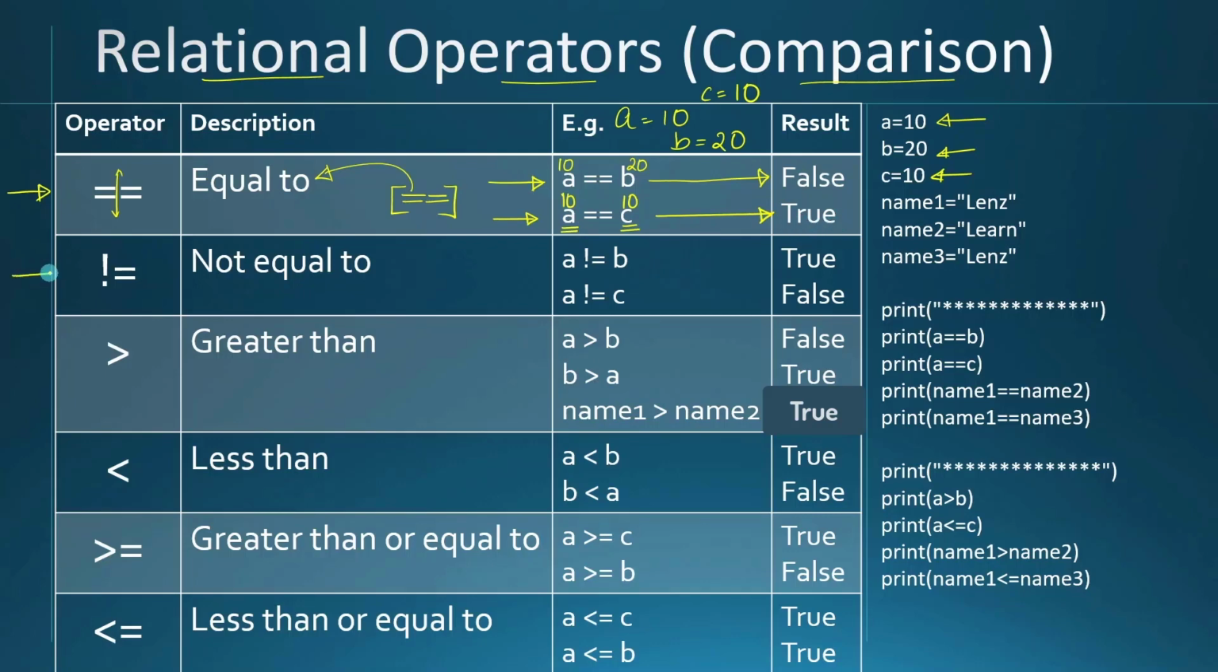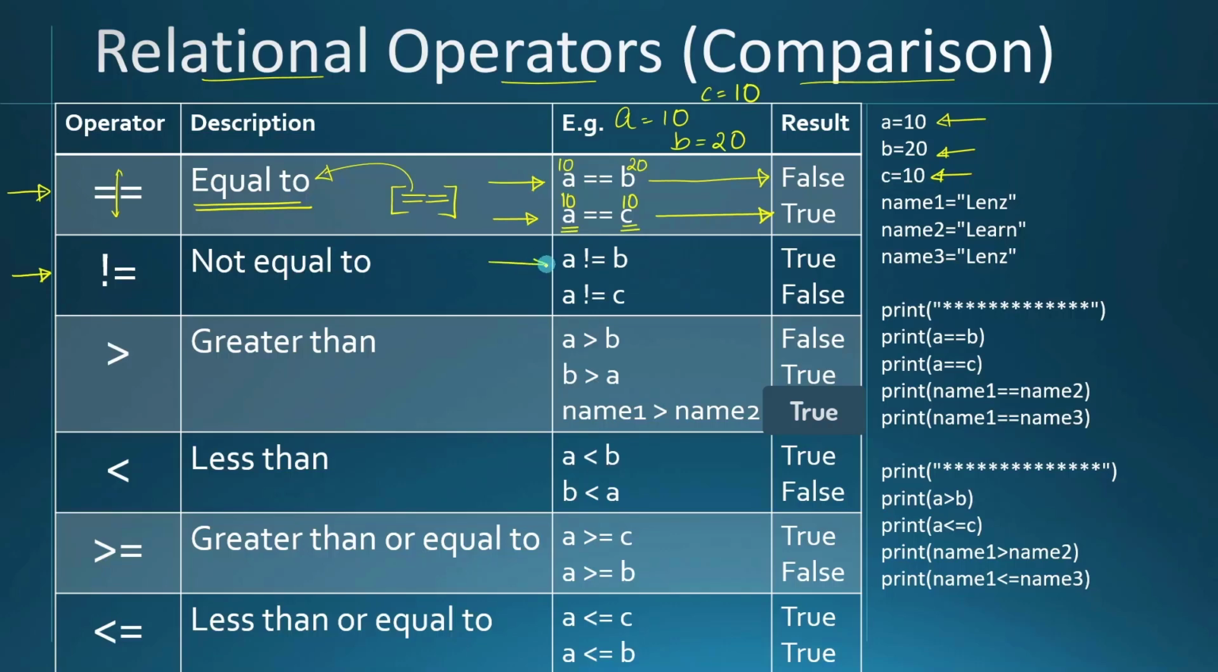Now we go to the next operator, which is called not equal to. So now if you understand equal to operator very well, it is very easy to understand not equal to. It is just the reverse logic. Wherever equal to produces a true, not equal to will produce a false, and wherever equal to produces a false, not equal to will produce a true.